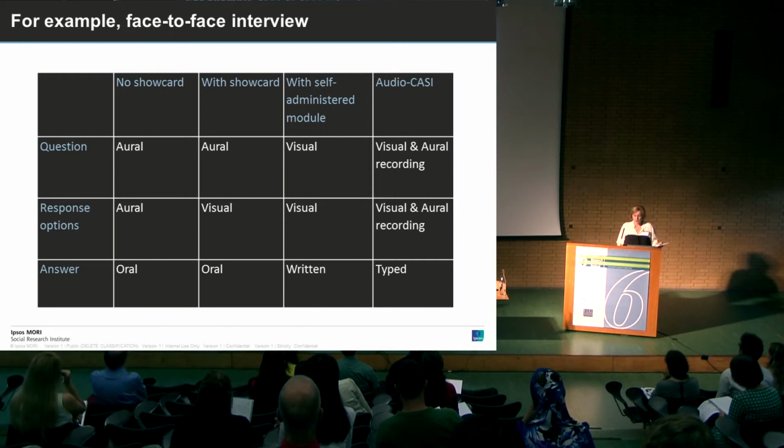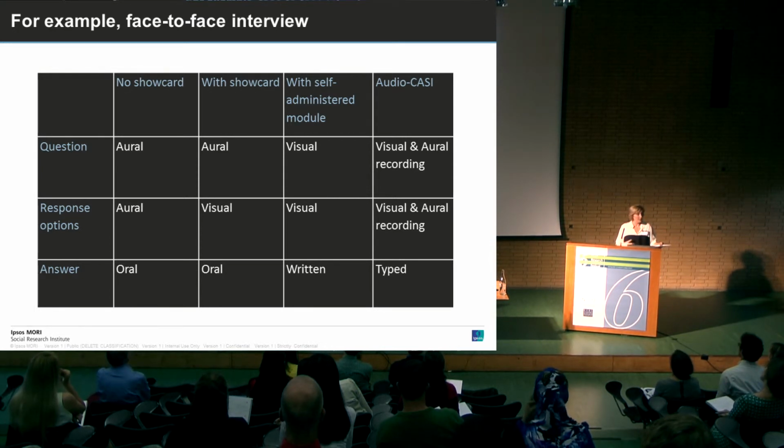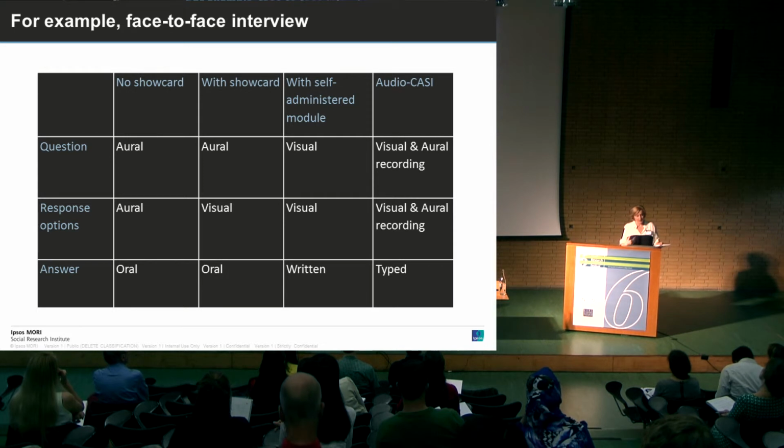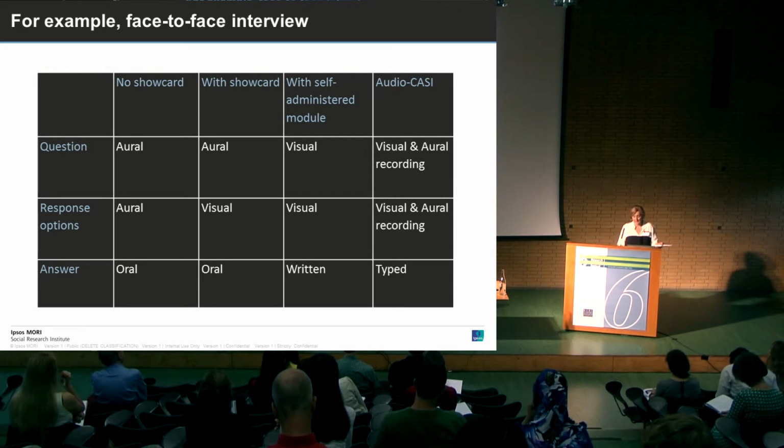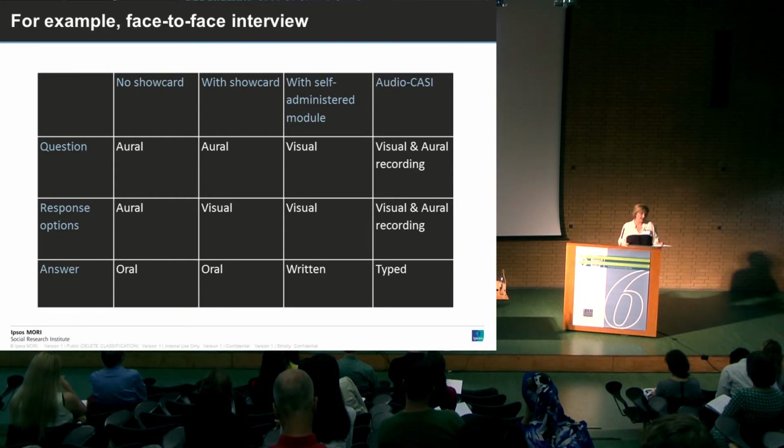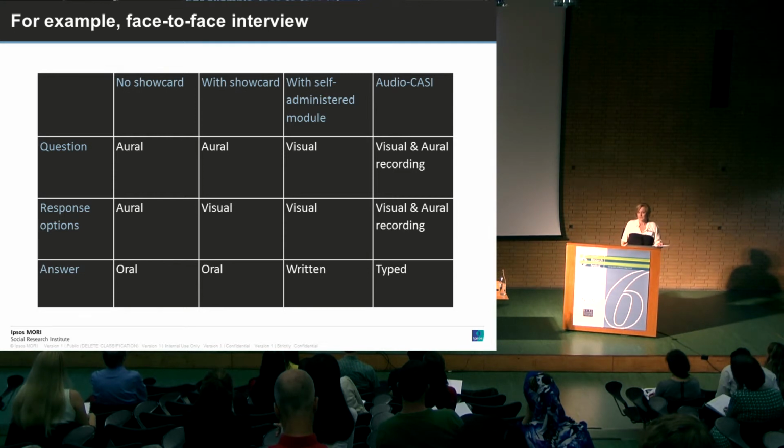And then the third and fourth columns, these are when we're using a self-completion module. So if you're using a paper and pencil questionnaire or a computer-assisted self-interviewing instrument, the questions and the response options are delivered visually, and the respondent is required to either write their answer or type in their answer. If it is computerized, you also have the option of adding oral recordings along with the visual display. So here we see various combinations of visual versus oral presentation and different levels of interviewer involvement as well, all within a face-to-face interview.